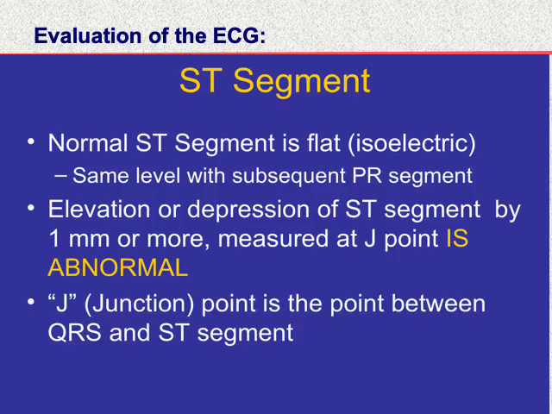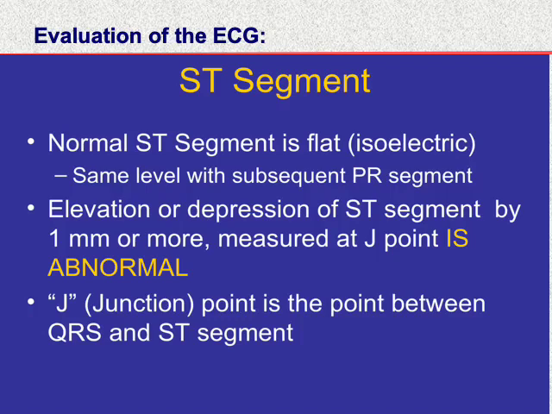So here we will have the ST segment. The normal ST segment, as we saw before, is isoelectric, and the junction of the QRS complex and the ST segment is the J point. When you have elevation or depression of this J point by 1 millimeter or more, this is abnormal.